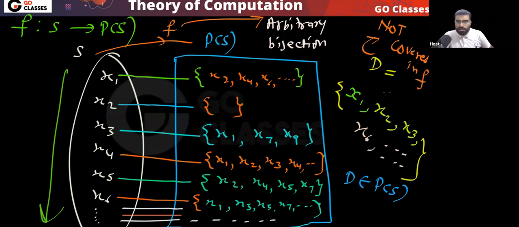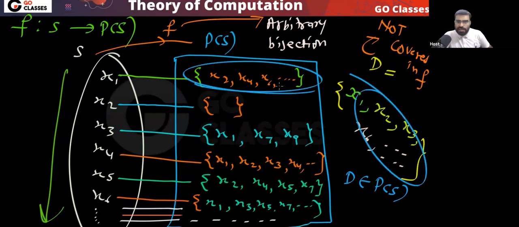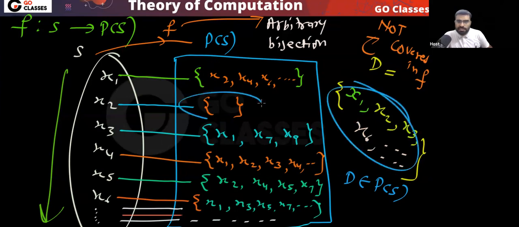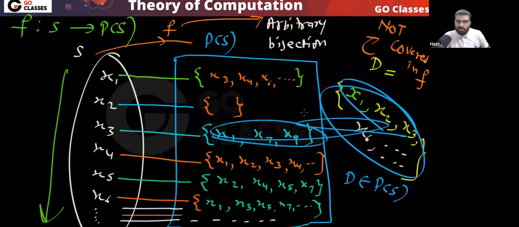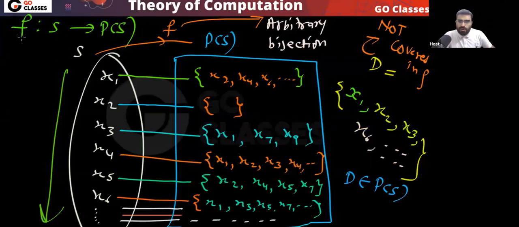For example, can you notice this set D is different from this element? These are different, right? This set D is different from this also, and different from this also. So this is different from everyone. So this belongs to PS, but it is not covered in this bijection.